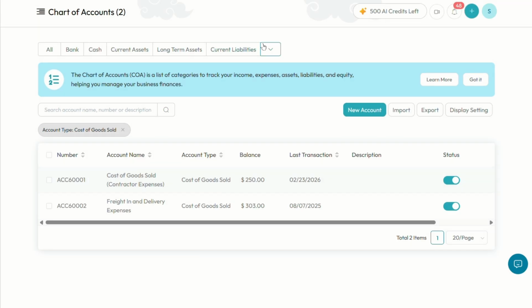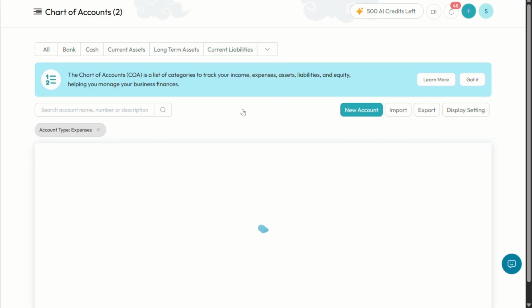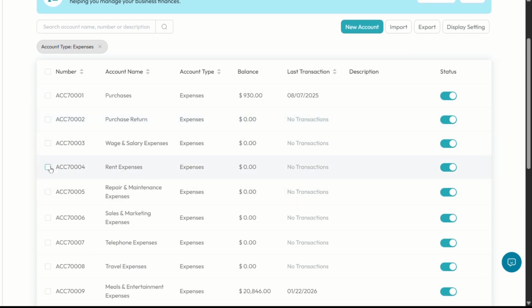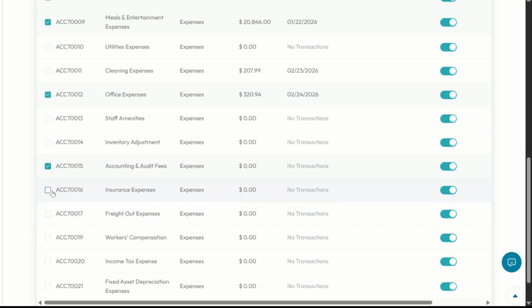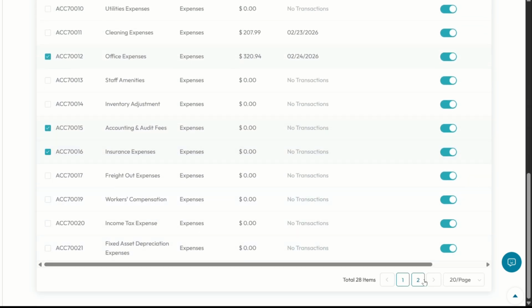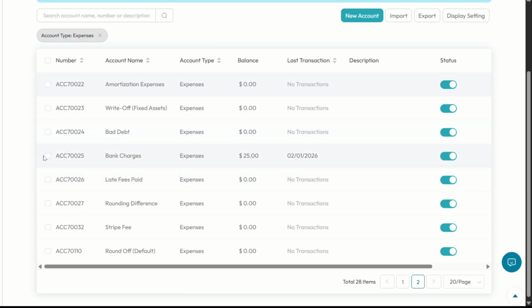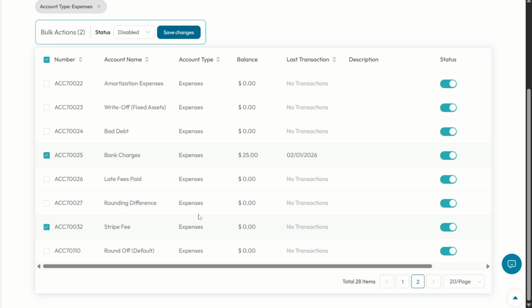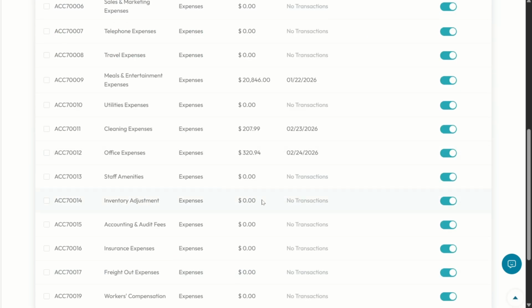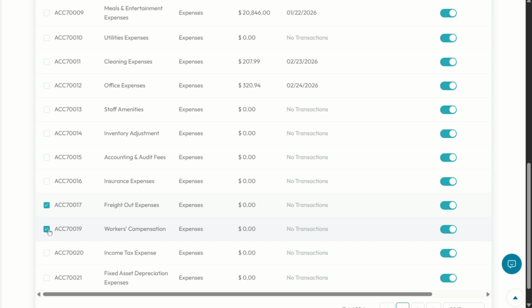Now onto expenses. Keep what you actually use: rent expenses, telephone, travel, meals and entertainment, office expenses, sales and marketing, accounting and audit fees, insurance, bank charges, Stripe fee, and miscellaneous expenses. You can disable manufacturing overhead, freight in and out, workers' compensation if you're solo, and inventory adjustment.